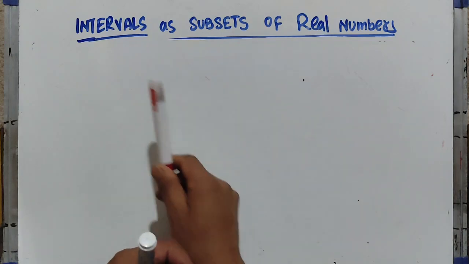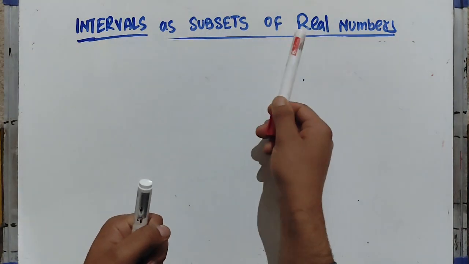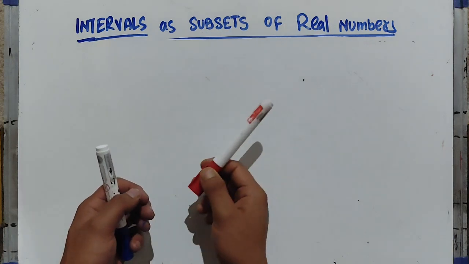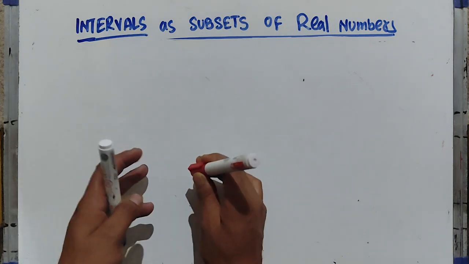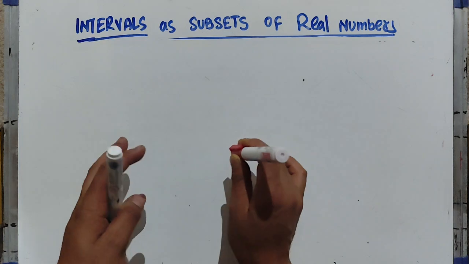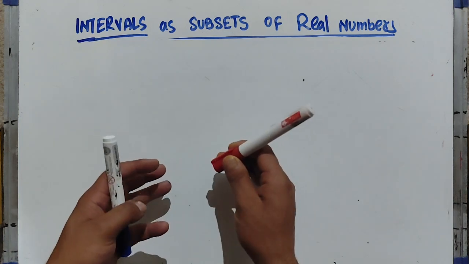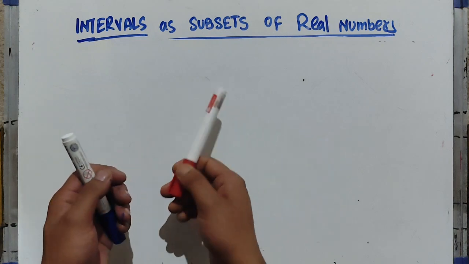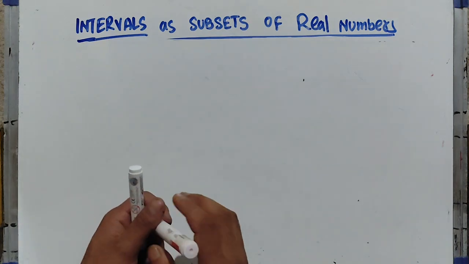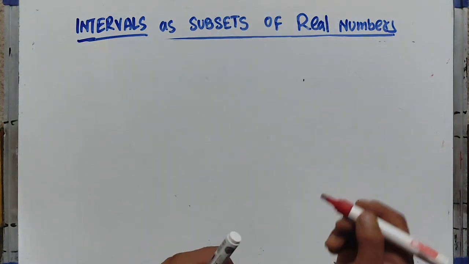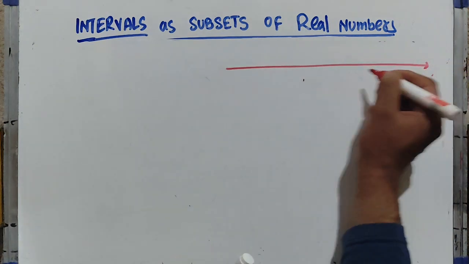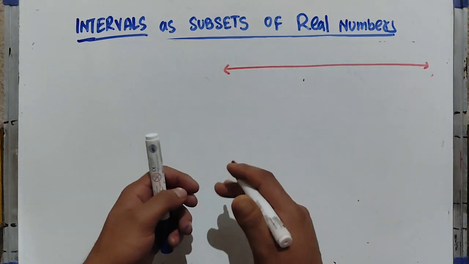Now let's take the intervals as subsets of real numbers. Let us learn about this. So by intervals, what do we mean? Intervals are subsets of real numbers that represent a continuous range of real numbers, expressed using the specific symbols we use, the brackets. First of all, the set of real numbers, graphically we can show it.